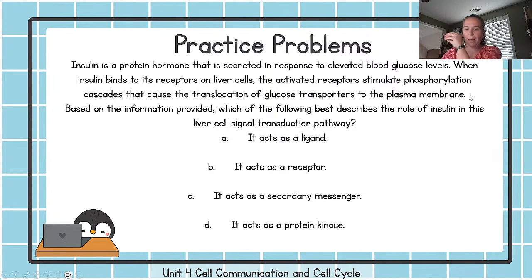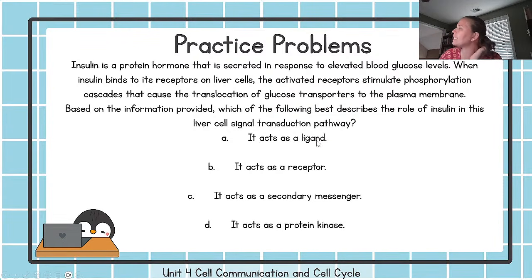So we're analyzing this, we're bringing this all together. Based on the information provided, which of the following best describes the role of insulin in this liver cell signaling pathway? Now, without even looking at the answer choices, you all can tell me what insulin is. If you want, you can throw in the chat what you think insulin is based on the fact that we've just gone over it. But let's look through our answer choices just in case you are clueless.